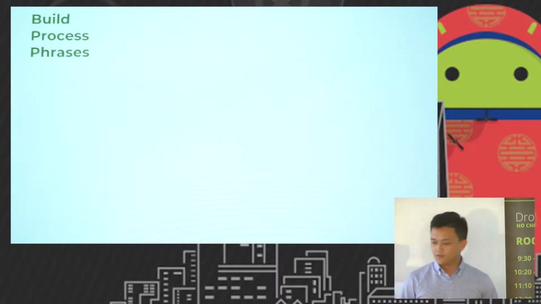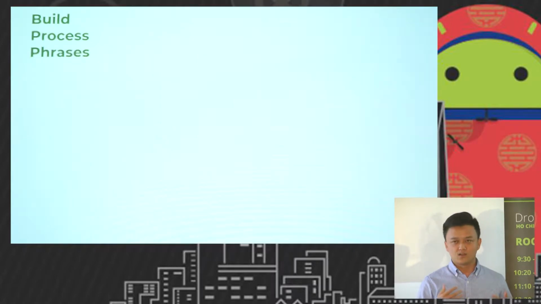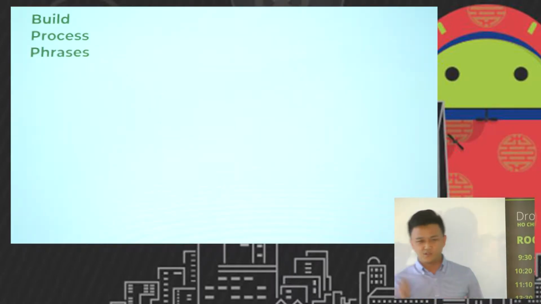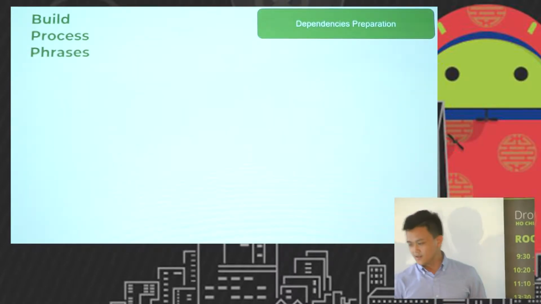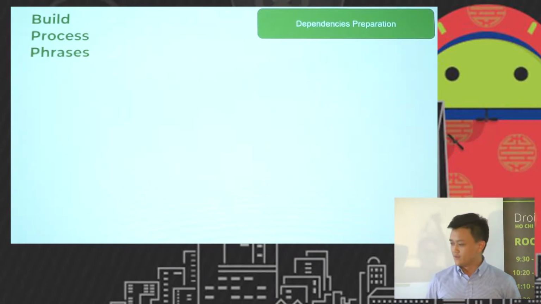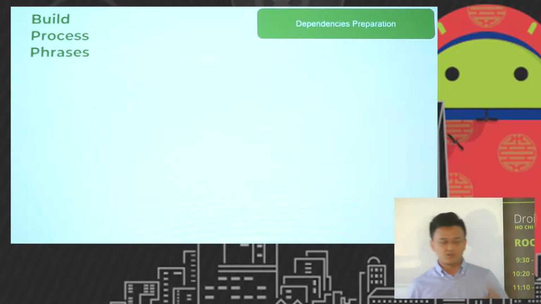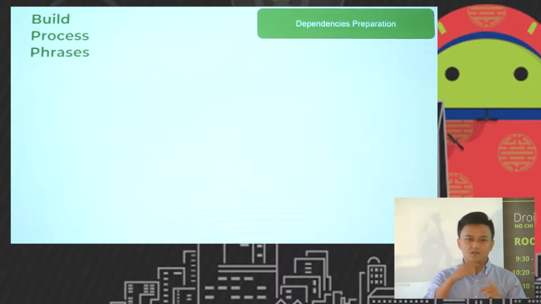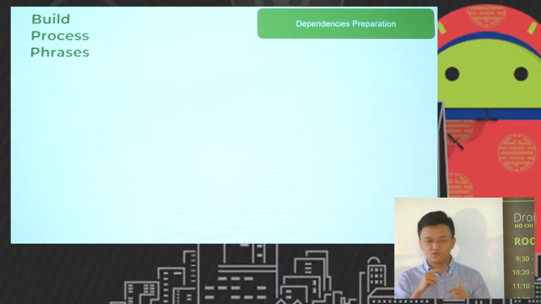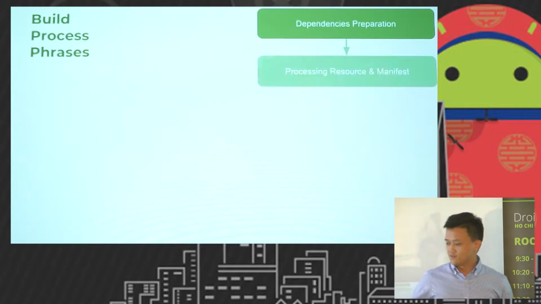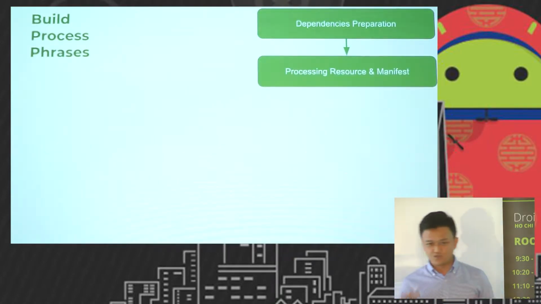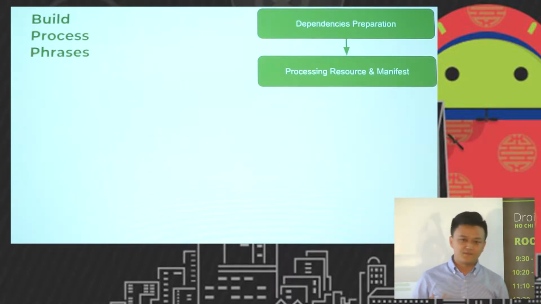First, I want to show the build process phases. Let's see how Gradle builds your modules, when you hit the build button and how Gradle works. It is divided into a few phases that I want to show you here. First, it will prepare your dependencies. Let's say Gradle checks that this module needs some other modules, so Gradle will build them for you, or it has to go to Artifactory and download some libraries. The next phase is where Gradle will merge your resources and manifest files.